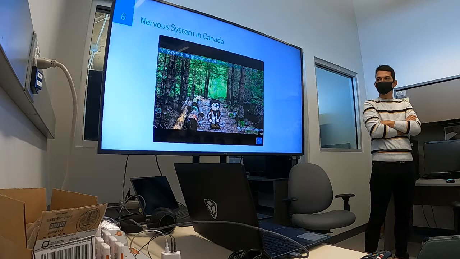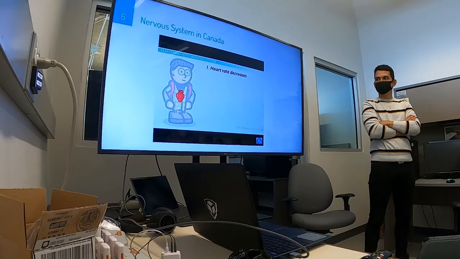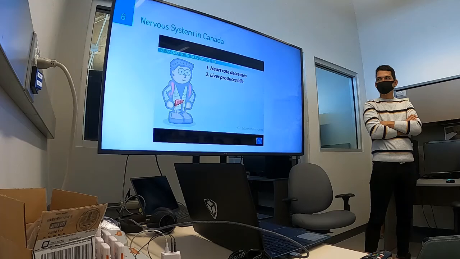Some of the effects of the parasympathetic nervous system are: number one, heart rate is decreased. With the danger behind him, Phil no longer needs increased blood supply to his muscles, so the heart can slow down and conserve energy. Number two, the liver stops releasing glucose into the blood and instead focuses its activity on producing bile and detoxifying dangerous substances.